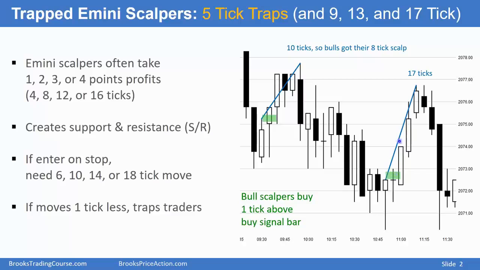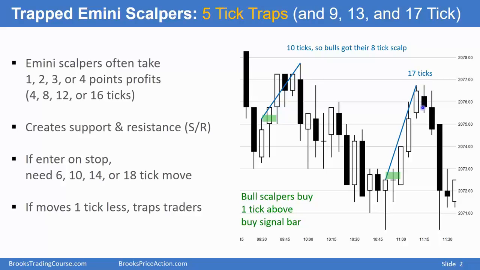He buys 1 tick above right here. It has to go 16 ticks higher for his 4 points. And for his limit order to get filled, it has to go 1 tick above that. It has to go up 18 ticks above the high of the signal bar. If it goes up 17 ticks, it hits his limit order but does not fill him. Most of those traders would not get their profit. Their order would not be filled.